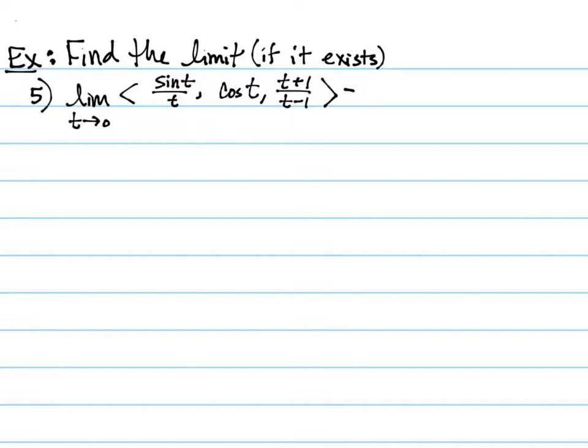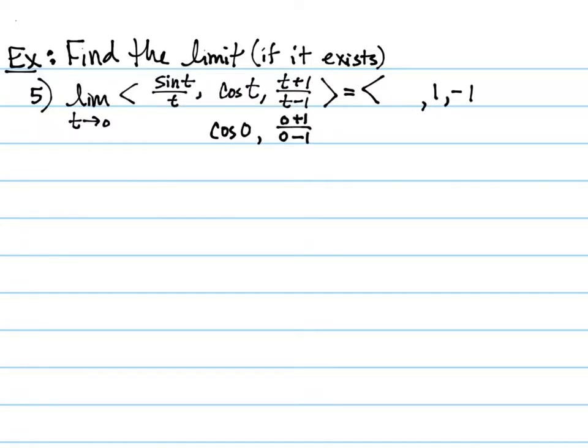So we'll leave a space for the first one. What is the value for the second one, for cosine of 0? 1. And how about for 0 plus 1 over 0 minus 1? You'd have negative 1. Okay, so in these two cases, it is totally appropriate and it makes sense to do this.